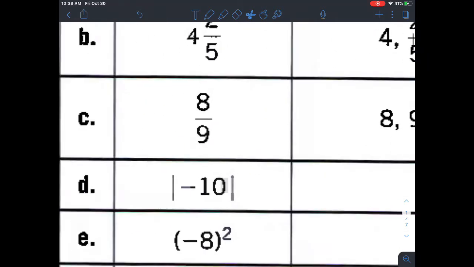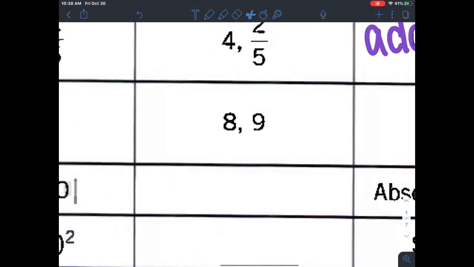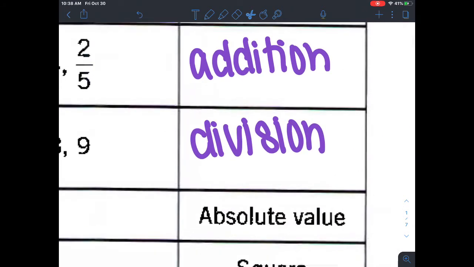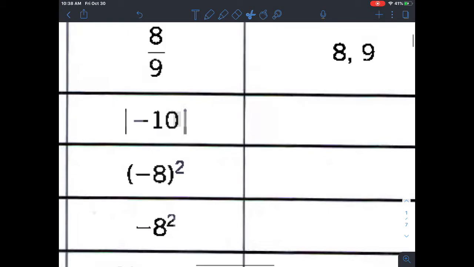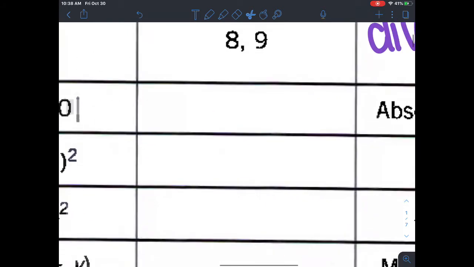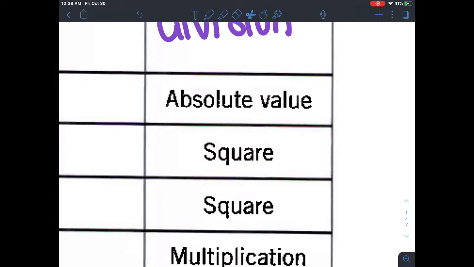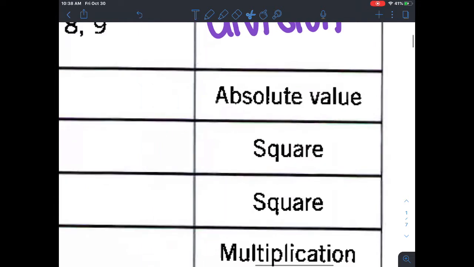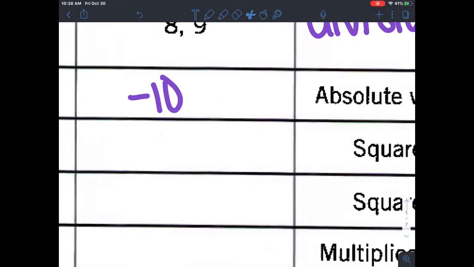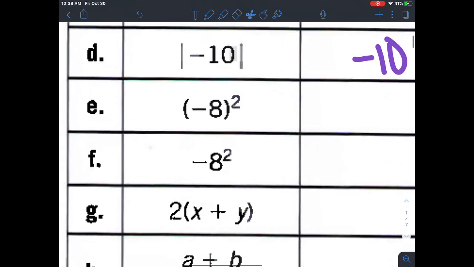The next one, we have 8/9. We're looking specifically at the 8 and the 9. What's happening to the 8 and the 9? I think fraction, we should all know that that is division. The next one, we have the absolute value of -10. We're not given an object, but we know that the operation is the absolute value. So what's being absolute valued? It is the -10. Next, we have in parentheses, so -8, that whole quantity is being squared.